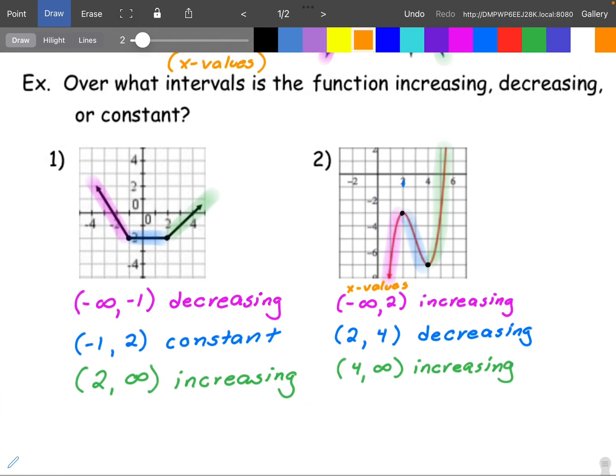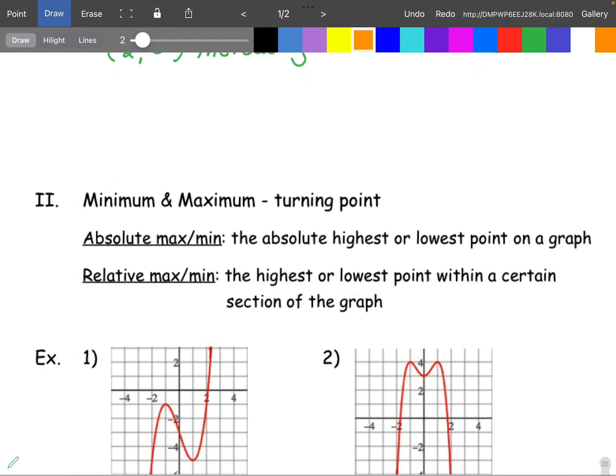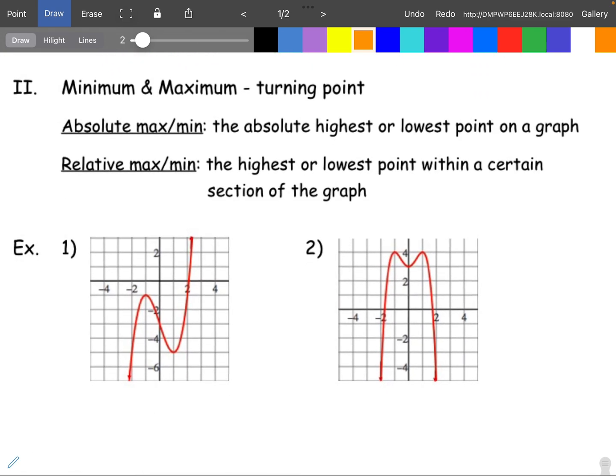Okay. Now, we're also going to talk about these points where the behavior of our graph changed. And those are called extrema. So we're going to move on to that now. We call those minimums and maximums, turning points. So where the graph turns, so it changes from increasing to decreasing, that's a turning point. Or it changes from decreasing to increasing, that's a turning point. So anytime that behavior changes from increasing to decreasing or vice versa, that's called a turning point, and we call it a minimum or a maximum.